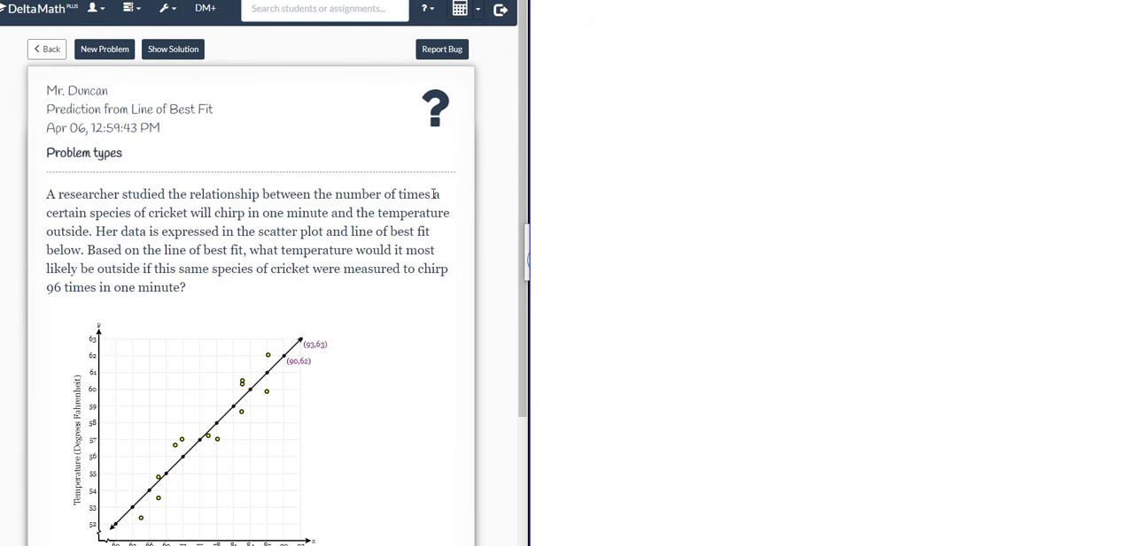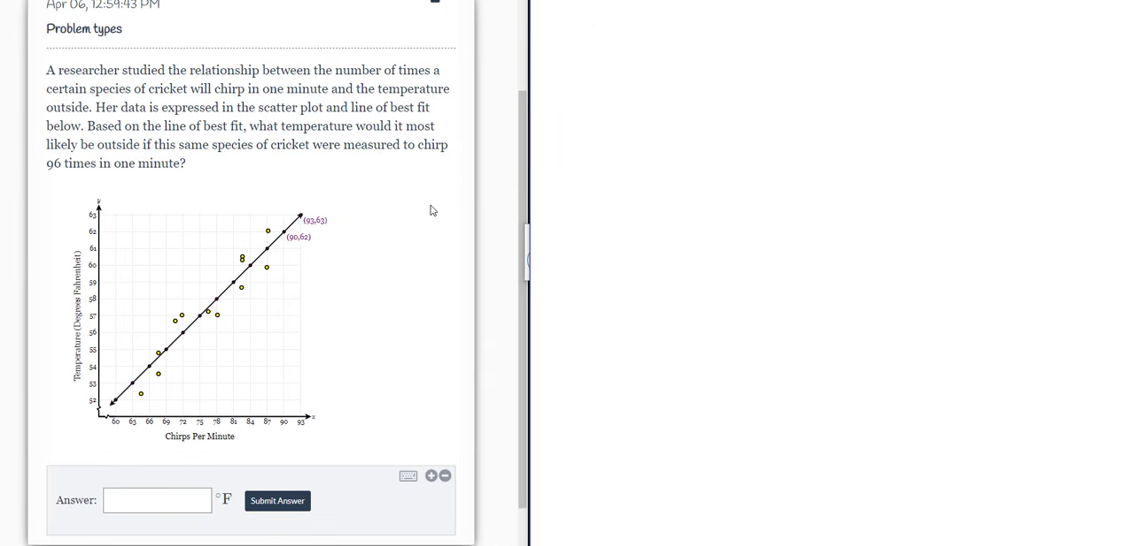Prediction from line of best fit. First and foremost, I want to let you know that Mr. Delta Math's way, he shows it with a picture. Instead, we're going to use algebra for our assignment. So thank you for taking time to watch the video carefully.